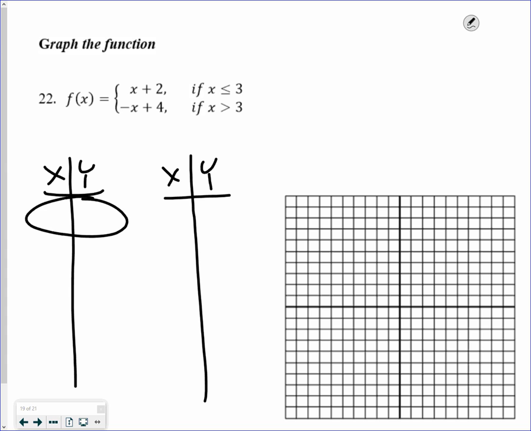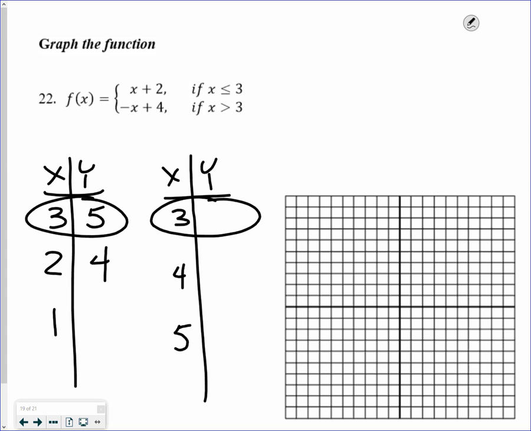The first xy chart will be the top one, starting at 3 and going less. The second xy chart is also starting at 3 and going greater. Now I'm going to plug 3 into the top equation, top function. So 3 plus 2 is 5, 2 plus 2 is 4, and 1 plus 2 is 3.